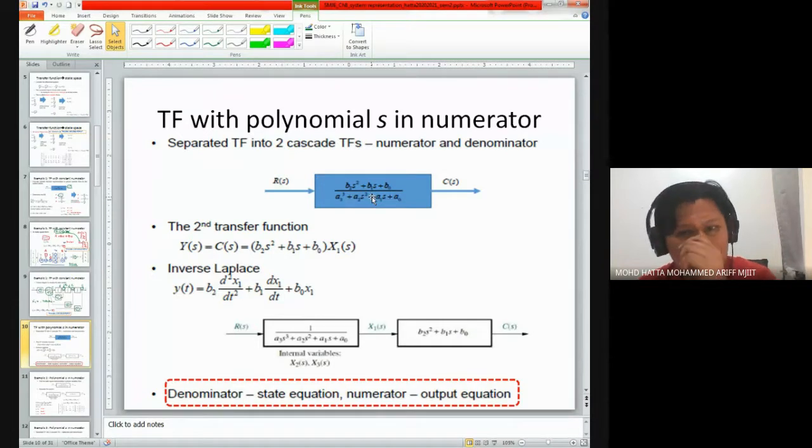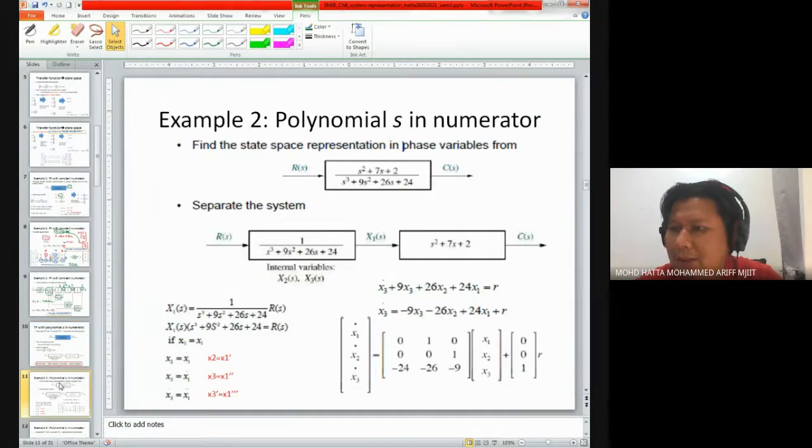Okay, if you come across that kind of transfer function, what you need to do is separate the numerator and denominator into two blocks. The first one, of course, we try to cater the denominator first, and later on we try to cater the numerator polynomial. And the steps are almost the same with what we saw previously. Okay, let's see the example.